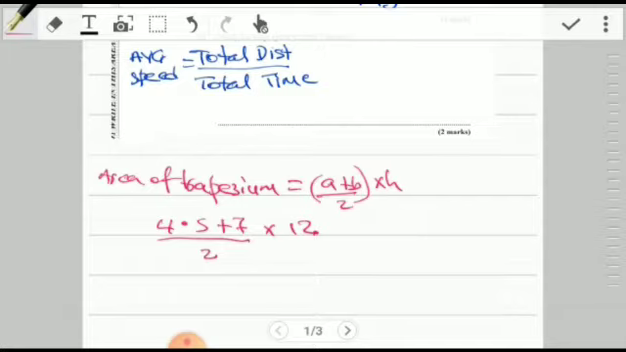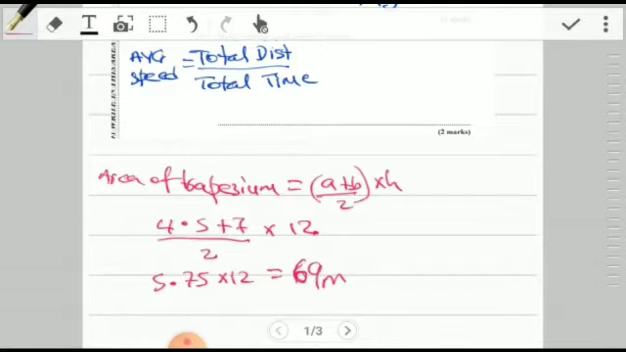So let's put together that working out. Putting together all of this, we get 5.75 times 12, and that is 69. So the distance covered would have been 69 meters.